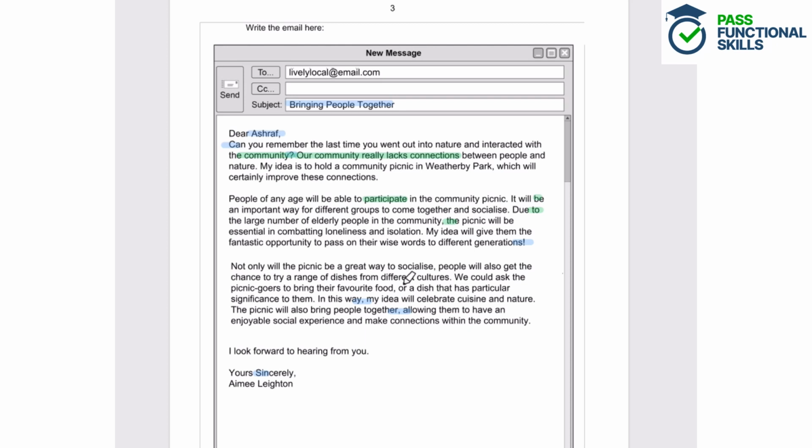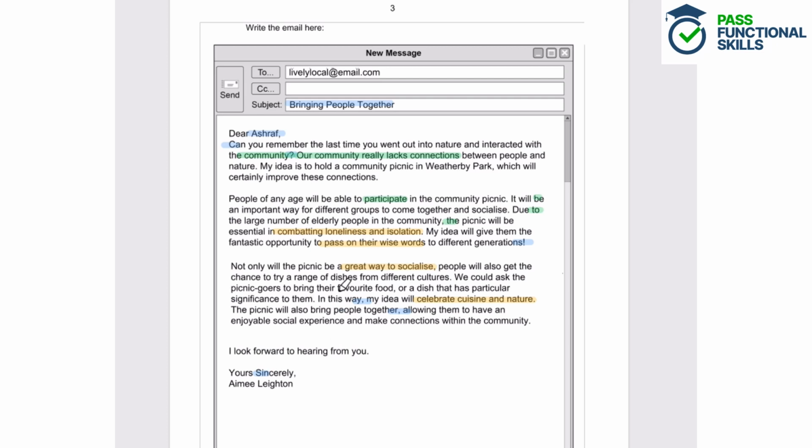And then we've explained some of the benefits. So we've got ideas about combating loneliness and isolation. We've got details about the older generation passing on their wise words, saying that it will be a great way to socialise, and explaining that it will celebrate cuisine and nature. So talking about a lot of positives here, because we're really trying to persuade this council member Ashraf that we have a really good idea that will improve connections and be open to everyone.